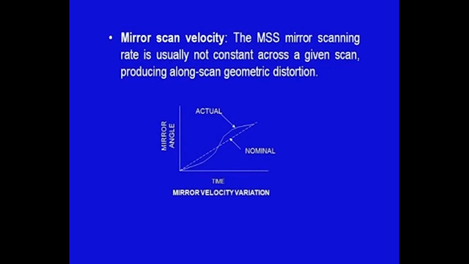It may be noted that this type of error probably is no longer applicable in the current sensor technology, which is being used, which is charge coupled devices. In the earlier MSS sensors, which carried a mirror type of scanning procedure, this type of error had to be accounted for.